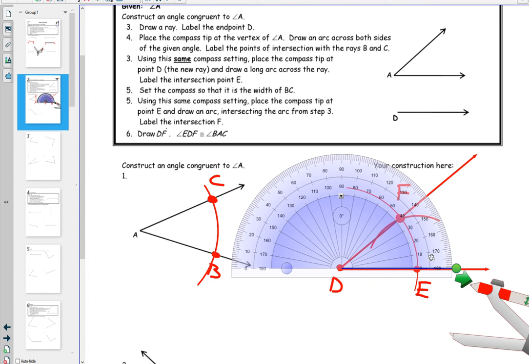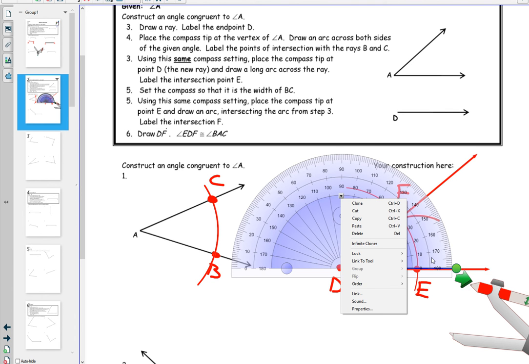Why don't you guys try to do the next construction? Try to construct that same obtuse angle. Do we leave the arcs there? Yeah, of course, it's the angle. Or you mean the little arcs that you drew with the compass? Yeah.